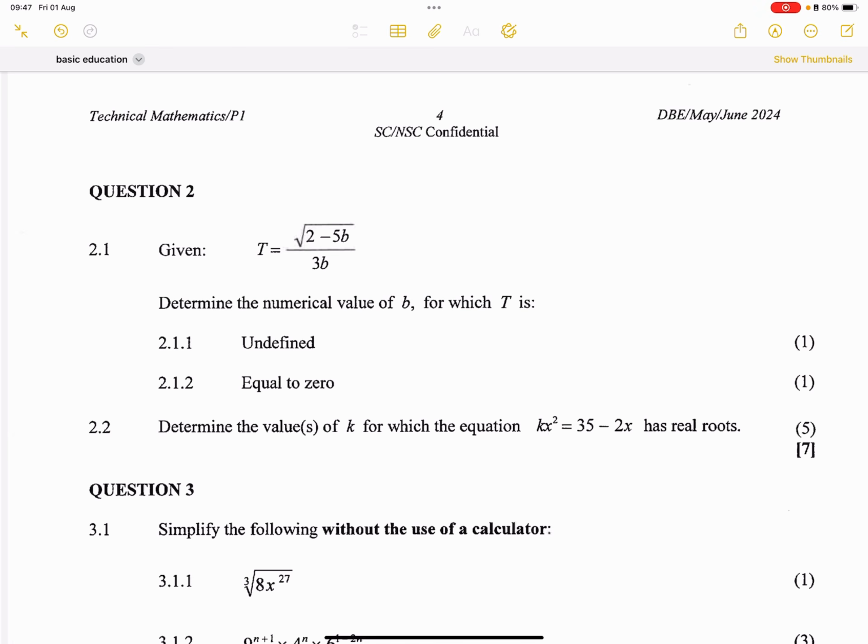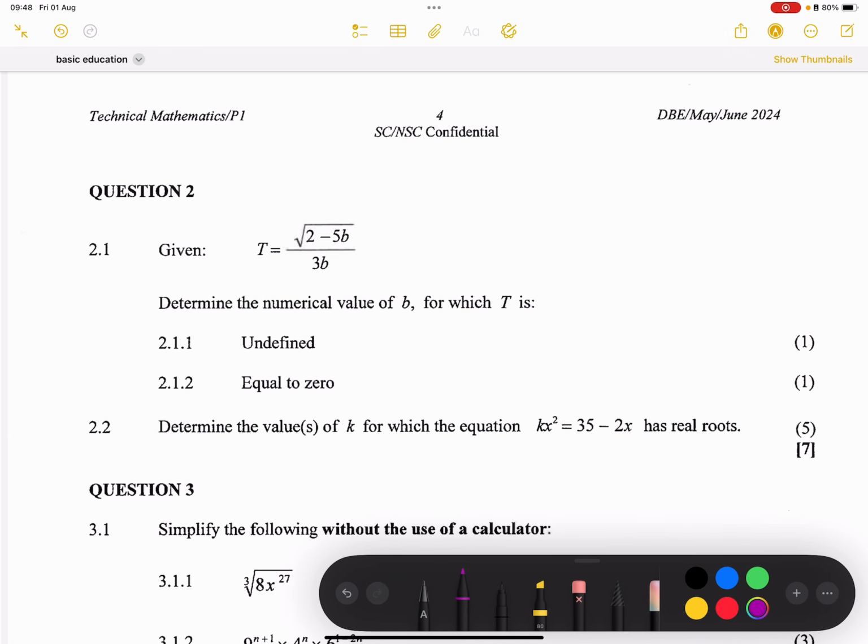All right, let's go right into it. They say given t is equal to the root of 2 minus 5b divided by 2b. Determine the numerical value of b for which t is undefined. Right. So what would make this undefined? Now, remember that t would be undefined if b would be equal to 0. Why would that be the case? Because remember, we cannot divide anything by 0.